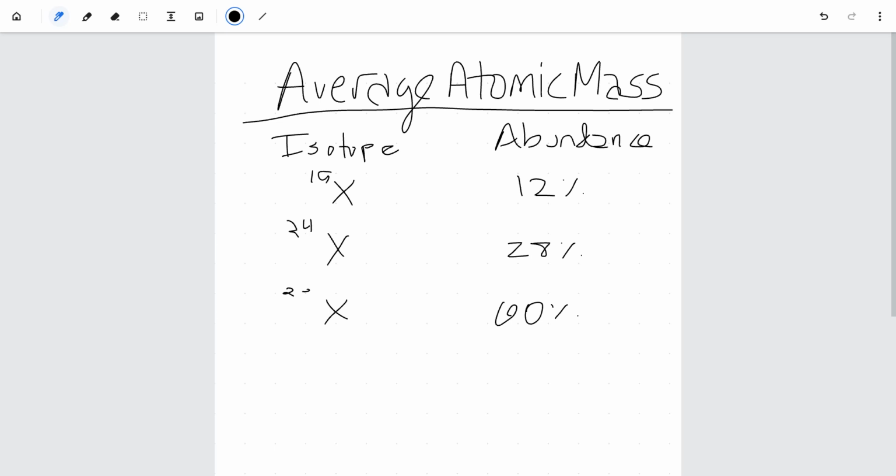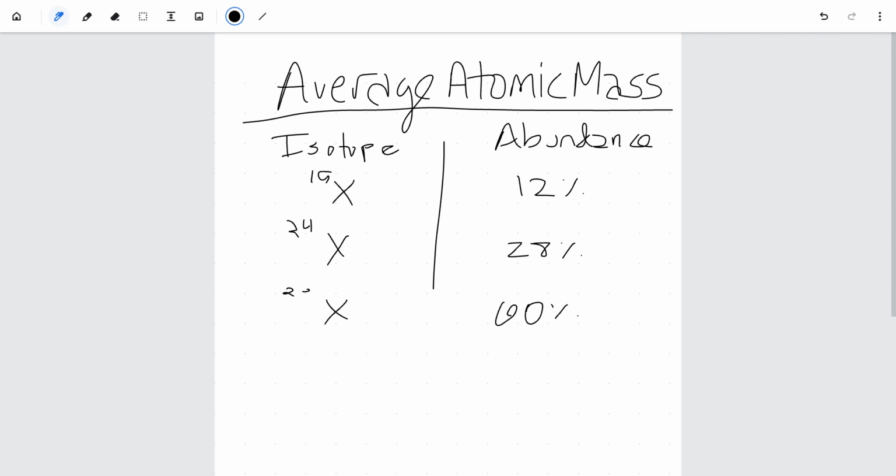All right, today we're talking about average atomic mass. So you have an element and it has three different isotopes with differing atomic masses. One has an atomic mass of 19, one has an atomic mass of 24, and one has an atomic mass of 20. And we see the abundances on the right-hand side of this table right here.